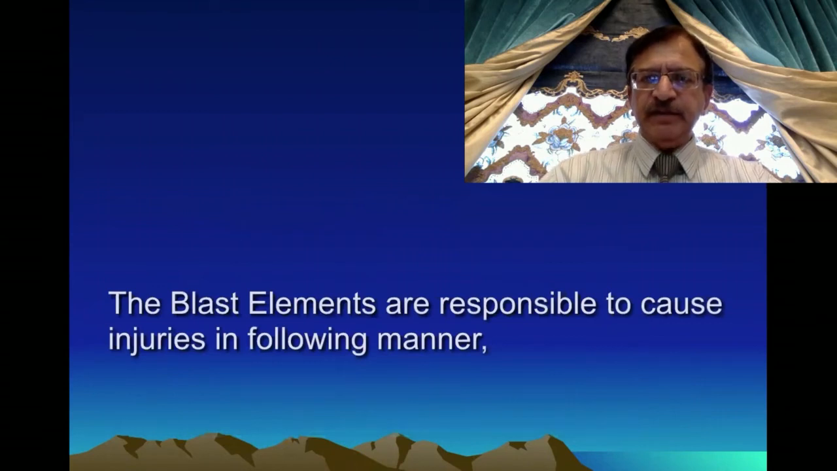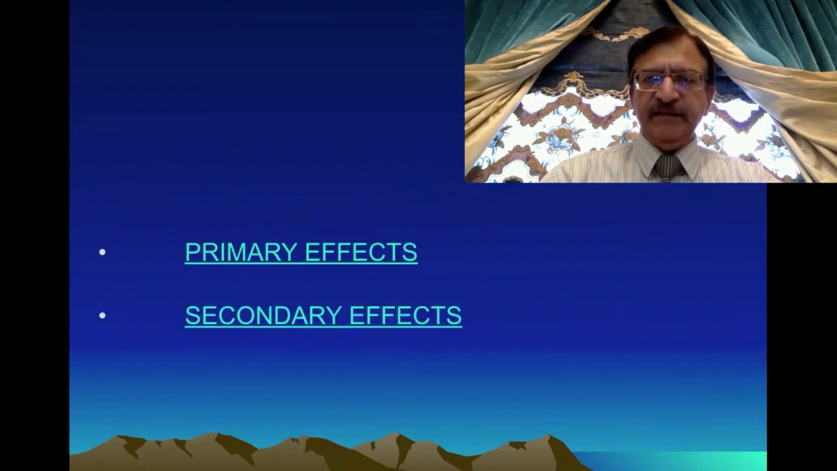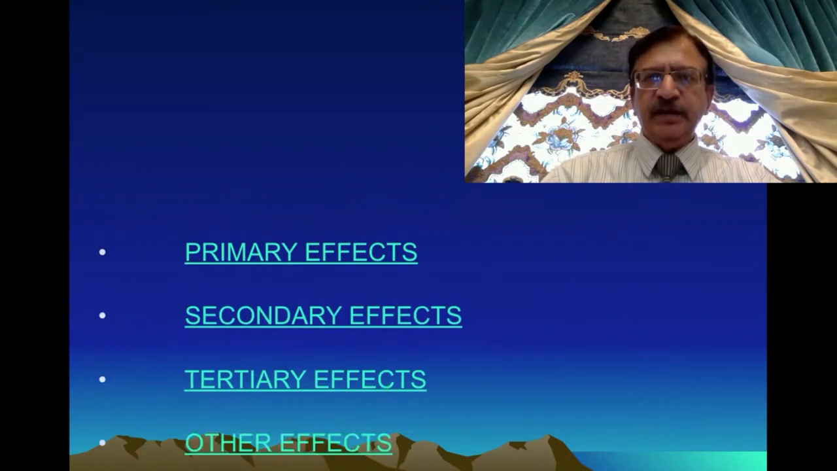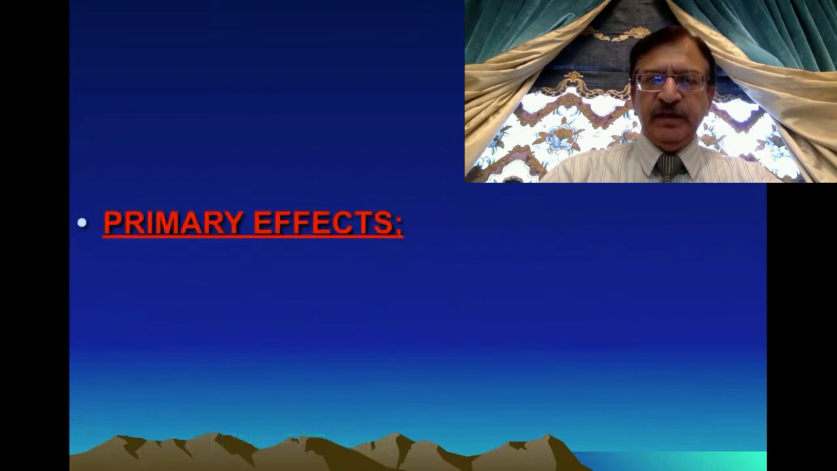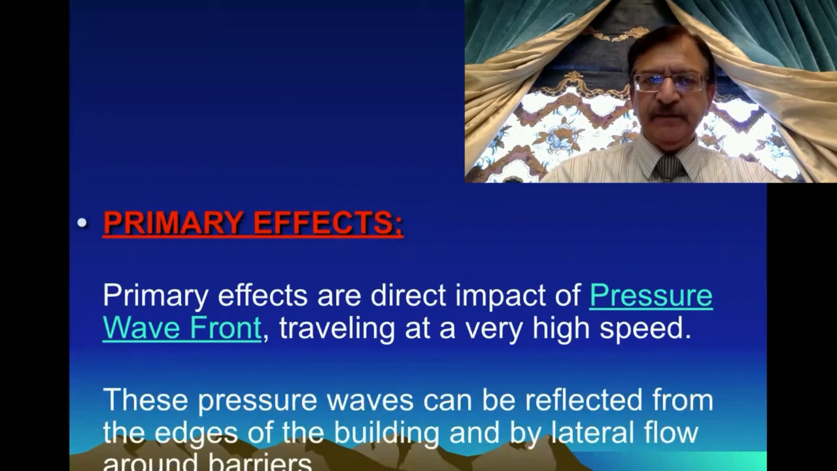The blast elements which are responsible to cause injuries appear in the following manner. There are primary effects of the blast directly, then secondary effects, tertiary effects, and other effects. We'll discuss these one by one. The primary effects are basically due to direct impact of the pressure wave front, which is traveling at a very high speed.